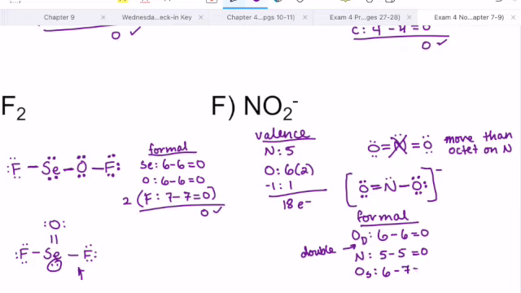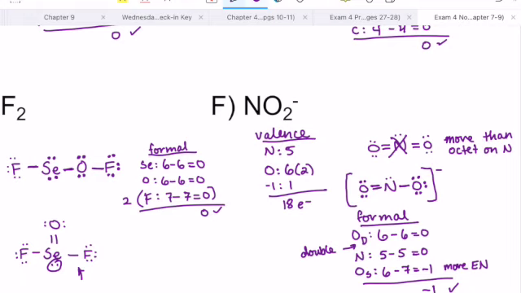Aha. So what does this equal? -1. Does it make sense that the -1 is on oxygen instead of nitrogen? Why? It's more electronegative. Very good. Yes. Does the overall charge of the formal charges match the charge on the ion? Yes, it does. It adds up to -1. That's how we did it.